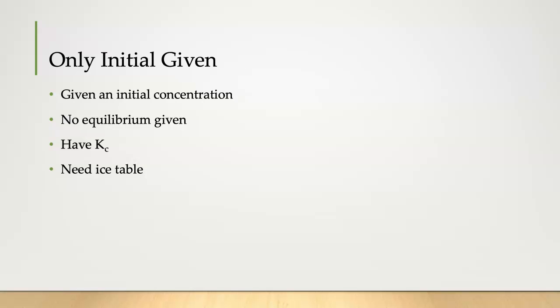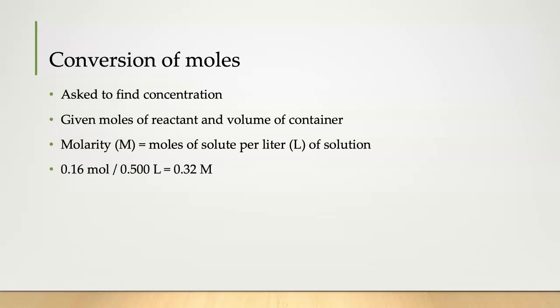So, you're given only an initial concentration. There's no equilibrium given, but you have your Kc, which means you're going to need to make an ICE table. But before you do that, you're given moles, but you're asked to find a concentration. You're also given the volume of your container, which means that you can find molarity, given that you have the moles of solute per the liters of solution. Just plug in your 0.16 moles per the 0.500 liters, and you can get a 0.32 molarity solution.